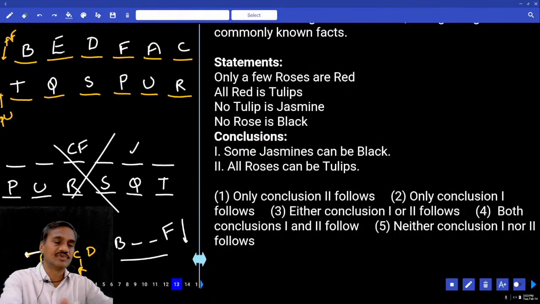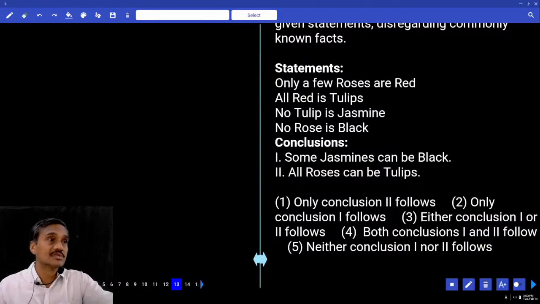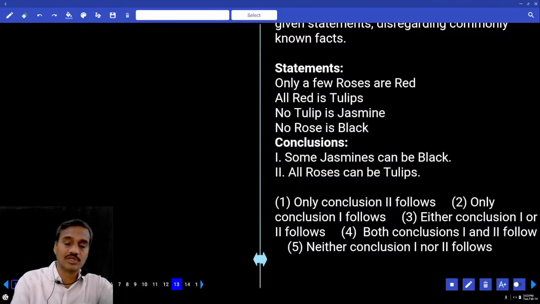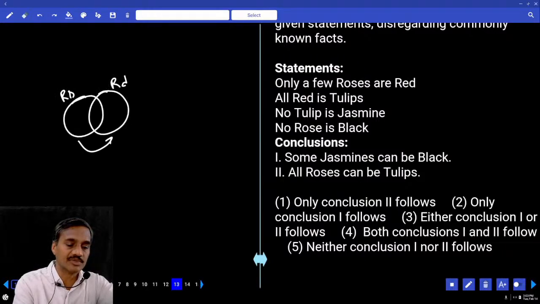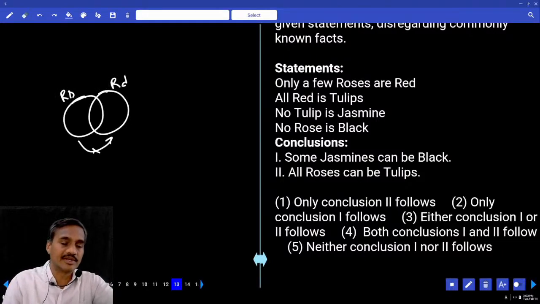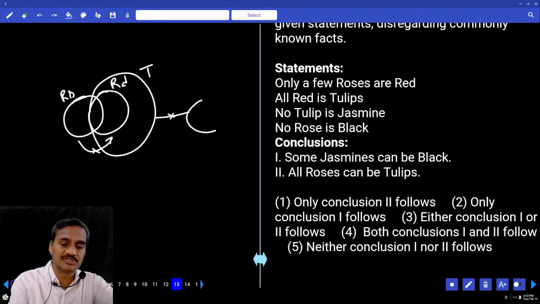Then 13 to 15. In this 13 to 15, there are three questions based on syllogisms. The first one: only a few roses are red. Only some of the roses are red, but not all. Some roses are red, but not all. And all red are tulips. This entire red is a part of what? Tulip. And no tulip is jasmine, no intersection between tulip and jasmine.